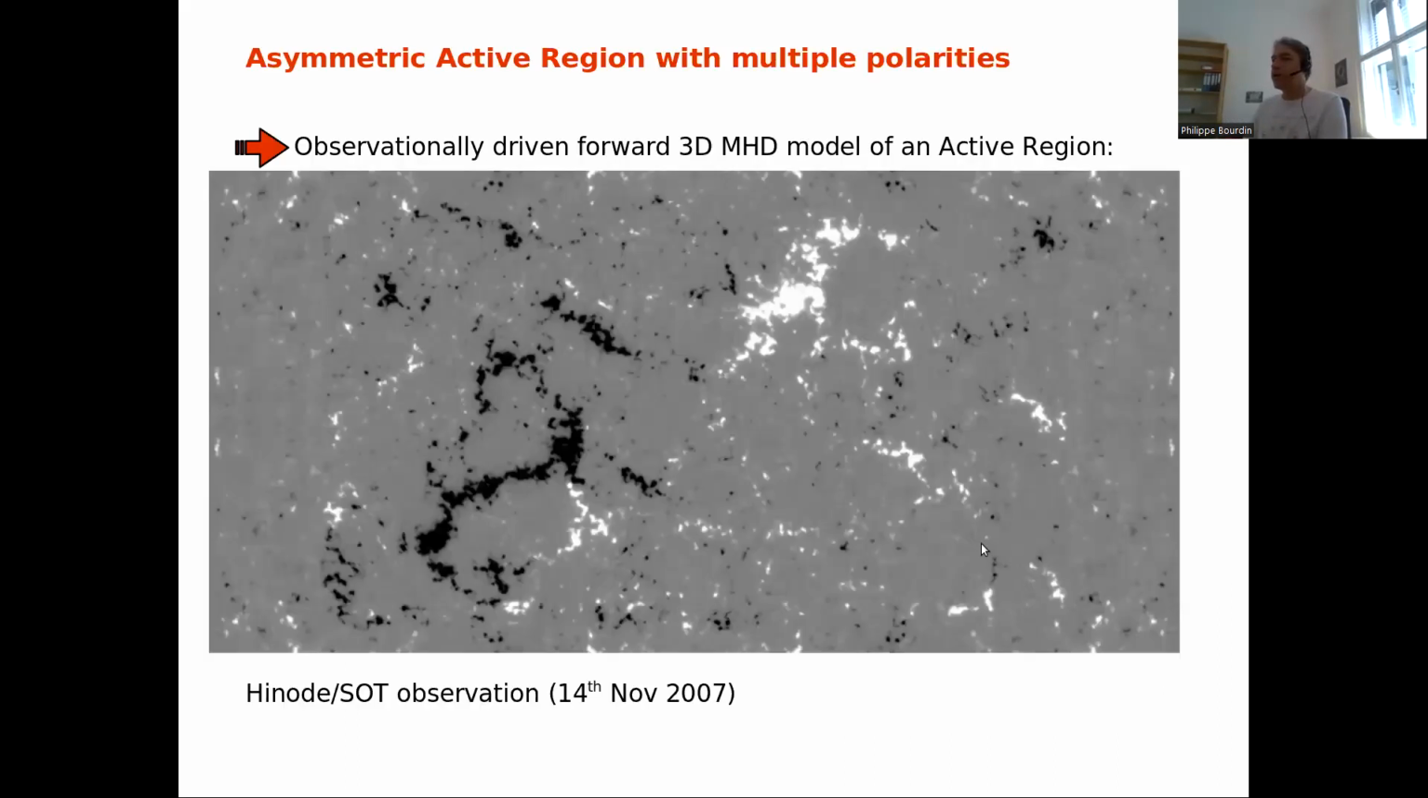So this is the actual active region that we can use, for example, for the model. You see there are strong polarities, black and white. You see also some additional, mixed polarities. Next to the black one here, you find a region with some white polarity. That was observed in 2007 by the Hinode satellite, and that would be the input for the model at the photosphere.